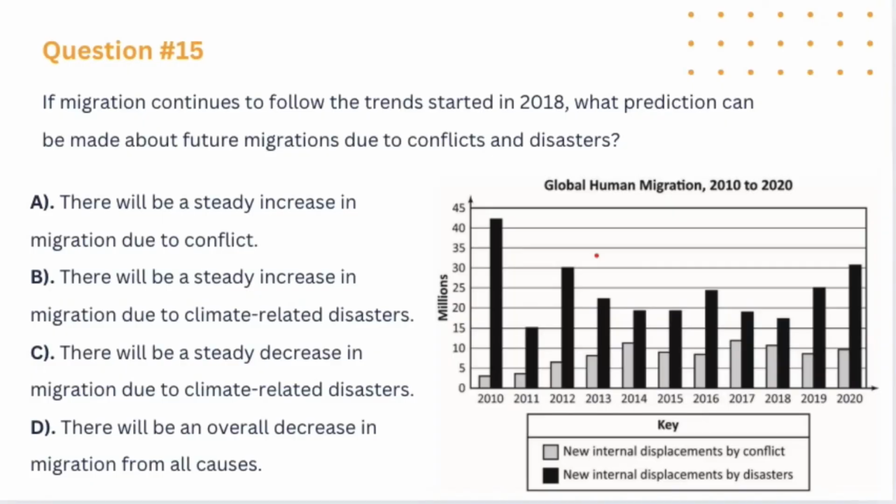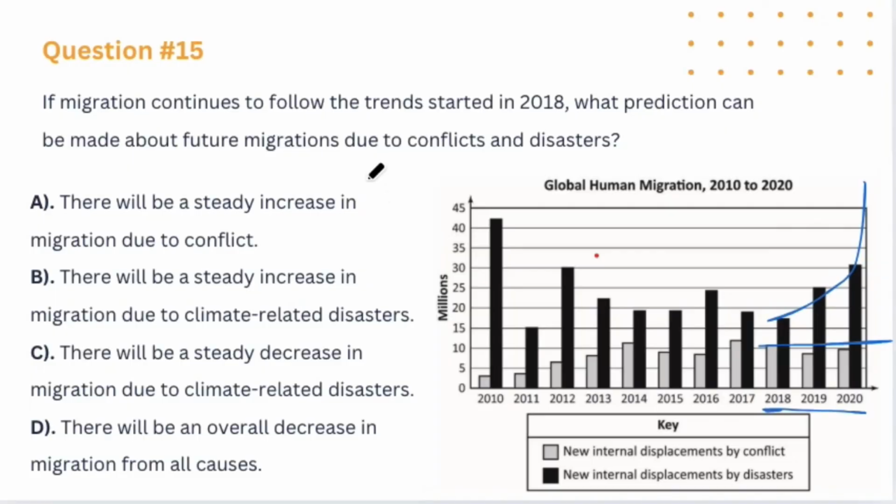Question 15. If migration continues to follow the trends started in 2018, what prediction can be made about future migrations due to conflicts and disasters? So let's look here at what's happening in 2018, 2019, 2020. Let's see what trend we have going on. Looks like our natural disasters are going up. See how this is kind of going up? And the conflict ones, I would say that's about the same. There's a little bit up and down, but it's mostly going to be the same. So let's see if we can find an answer that relates to that.